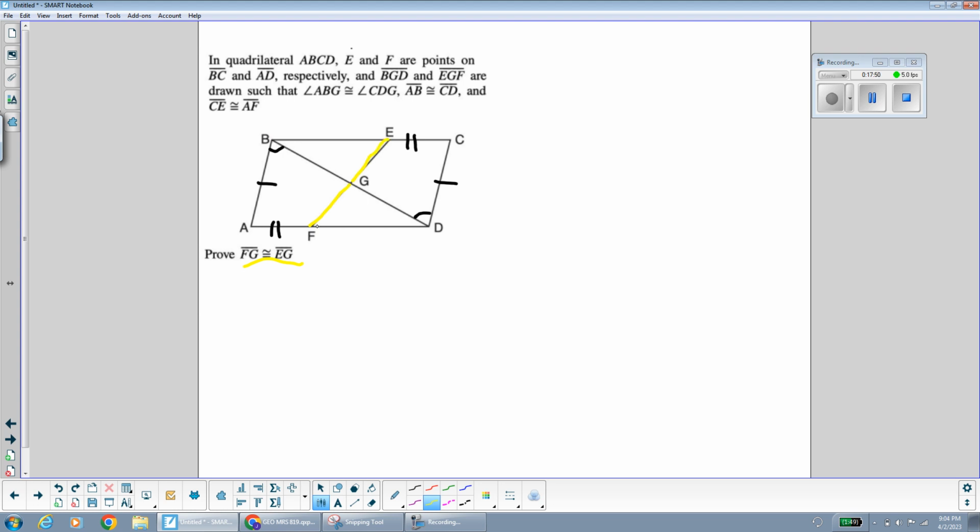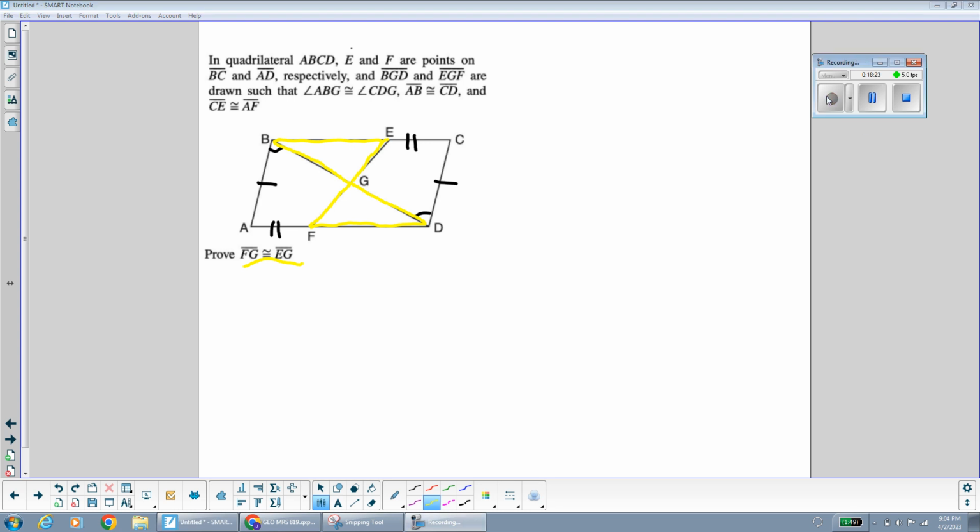So FG is a side of this triangle here, and EG is a side of this triangle here. So I can already see that my goal is that I'm going to be proving these two triangles congruent. And then after I prove these two triangles congruent, I can use CPCTC to prove that the corresponding sides of them, FG and EG, are also congruent. Prove the triangles congruent, then use CPCTC. Let's talk about how we're going to do that.